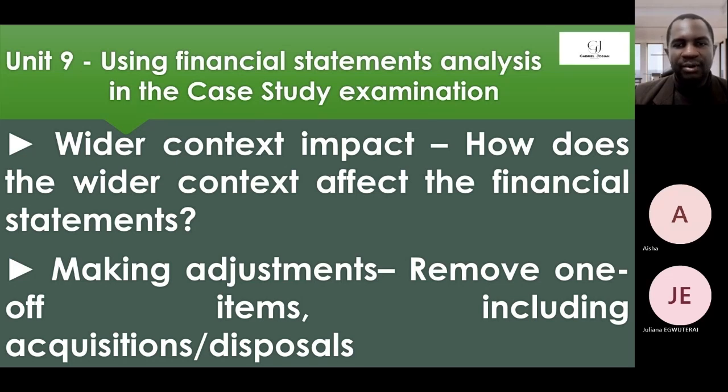Fiscal policies, economic policies. Read through the non-financial statements to link the financial information with the non-financial information in the exhibits. Making adjustments: remove one-off items, include acquisitions and disposals. So you may need to adjust one or two things in the financial statement just to demonstrate your mathematical skills. When making adjustments, make sure you do that in line with applicable IFRSs and also be able to explain your adjustments in your written commentary.